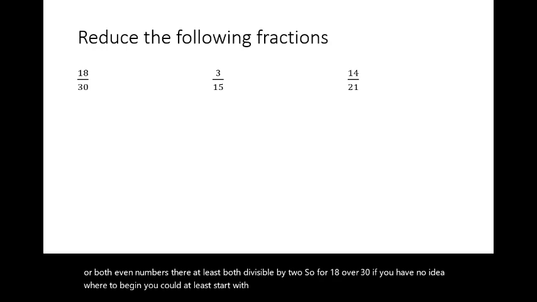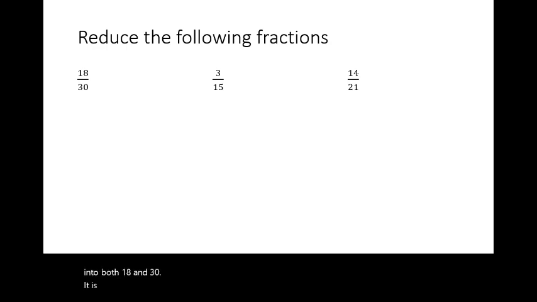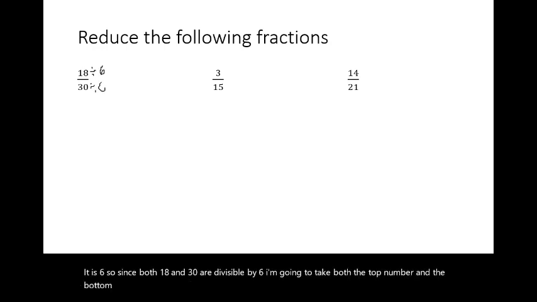However, there is a larger number that goes into both 18 and 30. It is 6. So since both 18 and 30 are divisible by 6, I'm going to take both the top number and the bottom number, and I'm going to divide them both by 6.